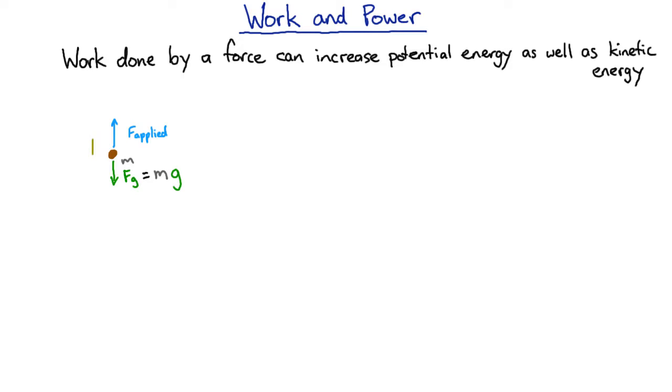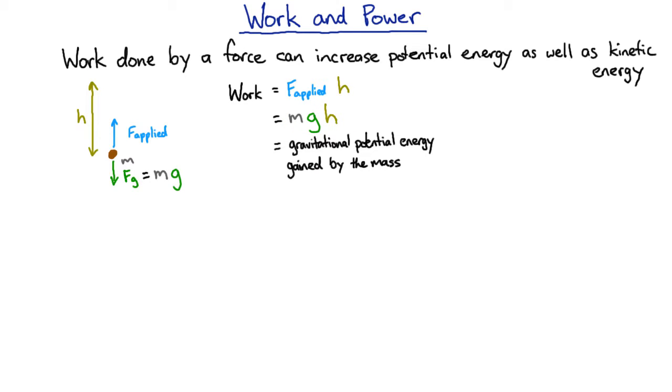And supposing we want to move it a total height h, then we look at the work done by that applied force. So the work done is going to be equal to the applied force times the distance. And for essentially that entire time, that's just going to be the mass times the acceleration due to gravity times the distance. And we note that this is exactly the gravitational potential energy difference that you get when you raise a particle of mass m by a distance h.